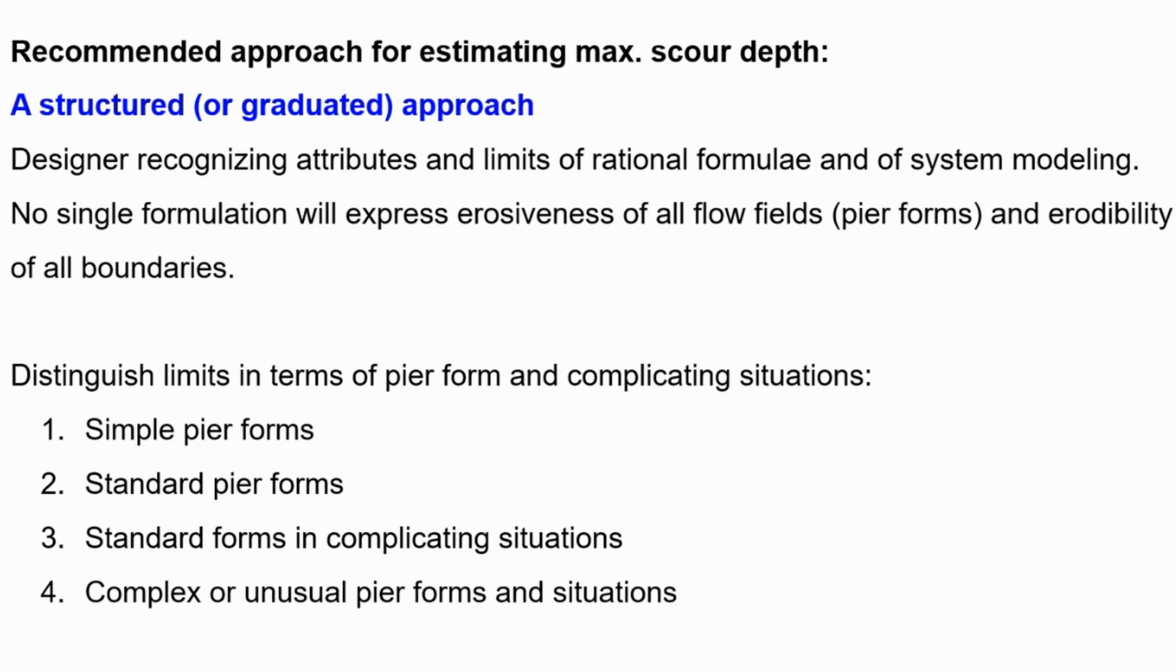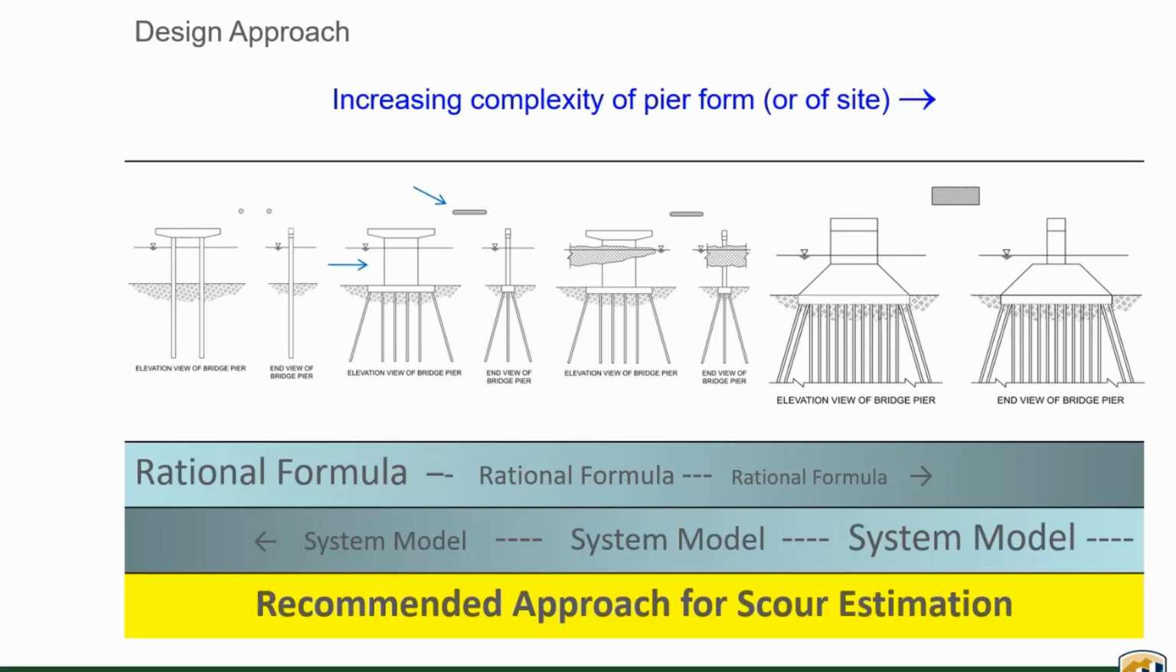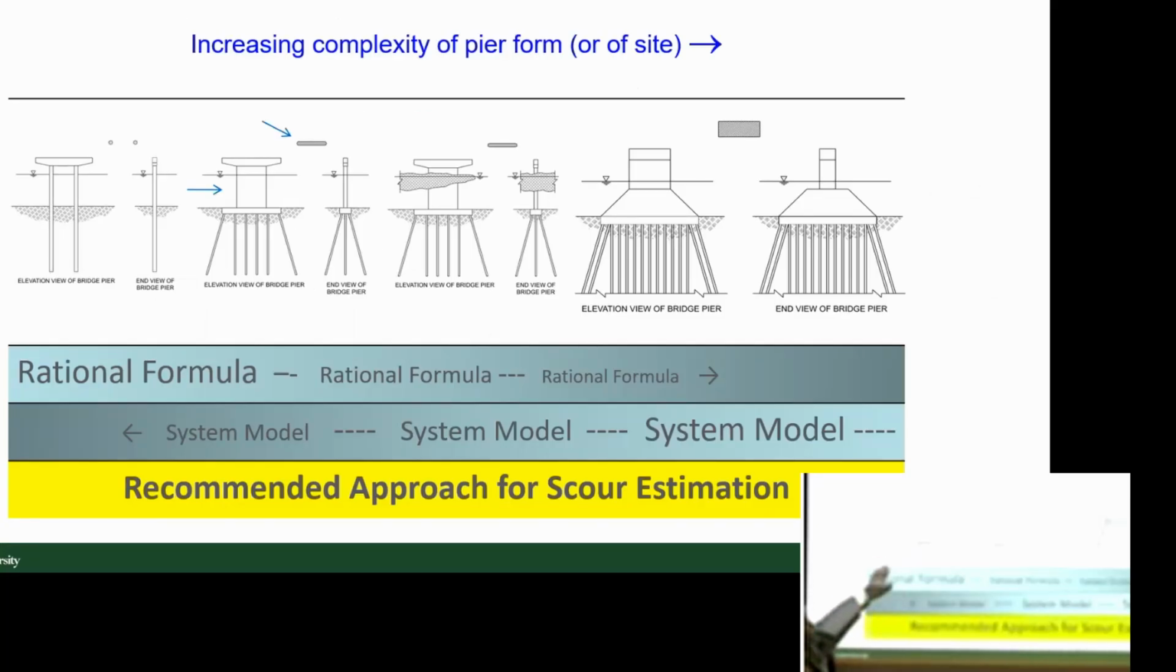So there are standard forms, for which the DOT should really do scour tests on all of them to know the type of material and what their behavior would be, and more complicated forms that can arise. And so we have a graduated approach. Increasingly, we go from a rational formula, scour around a cylinder, to a system model, where you need a model of some form to understand what the flow field is doing and how the bed is interacting with the flow field. So this is the recommended approach.